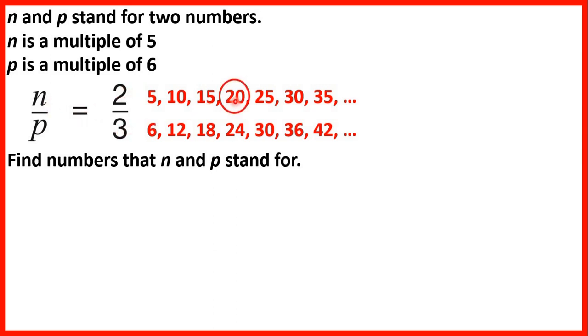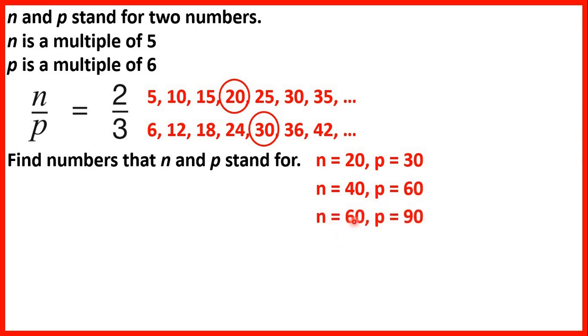If we have 20 as our numerator, 20 divided by 10 is 2, and 30 divided by 10 is 3. So if N is 20 and P is 30, then 20 over 30 will simplify to 2/3. We could also have N as 40 and P as 60, or N as 60 and P as 90.